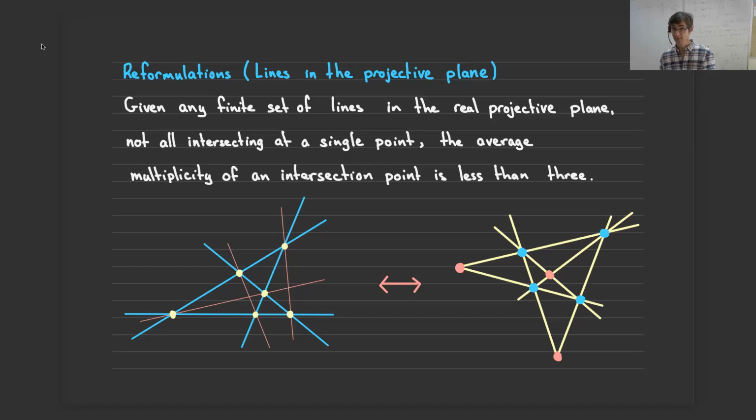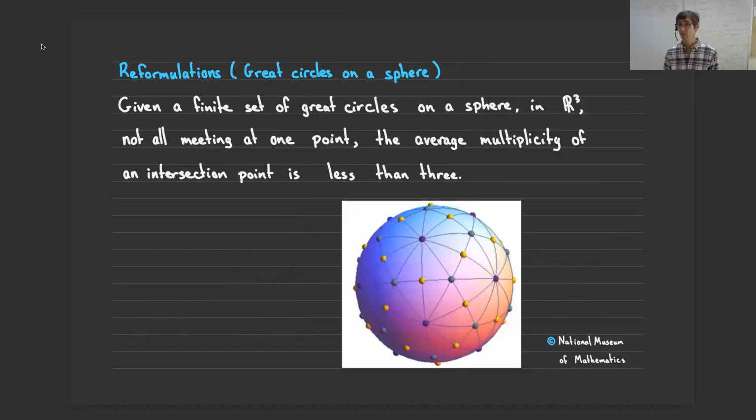And this was the setting that Melchior used. He was talking about lines in the projective plane. When you're in the projective plane, you can project onto the sphere, and then your lines turn into great circles on the sphere.